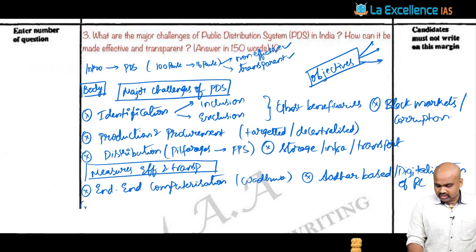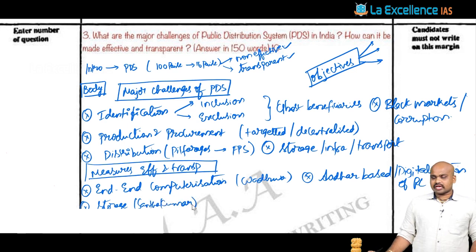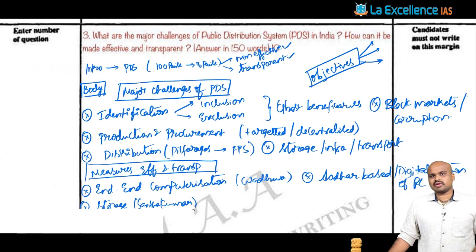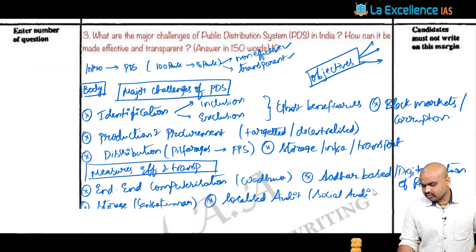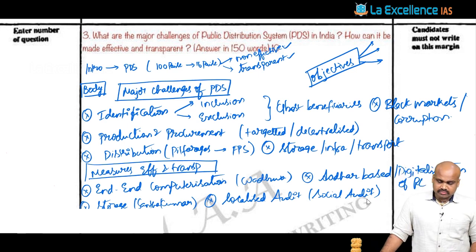Then apart from that, we also have to talk about the storage infrastructure, which has to be improved, because the Shanta Kumar committee talks about such a recommendation of enhancing the storage systems, especially with frequent audits, right? Then we can also talk about localized audit systems, like the concept of social audit that was introduced in MGNREGA. We can introduce such a social audit system, especially for the delivery of this PDS system.